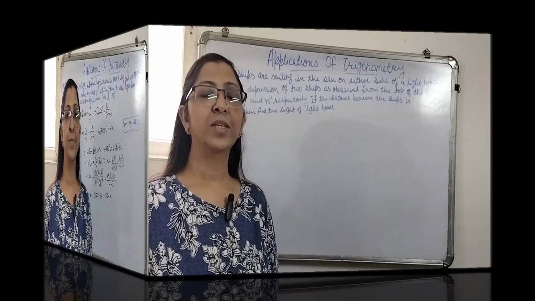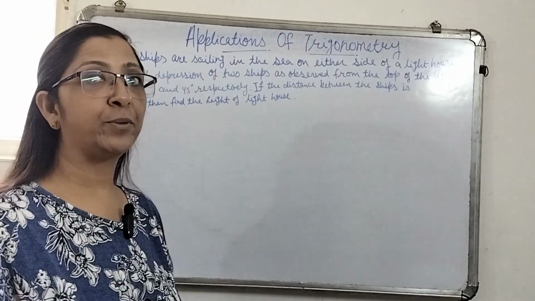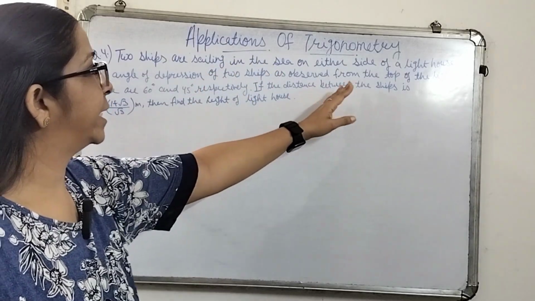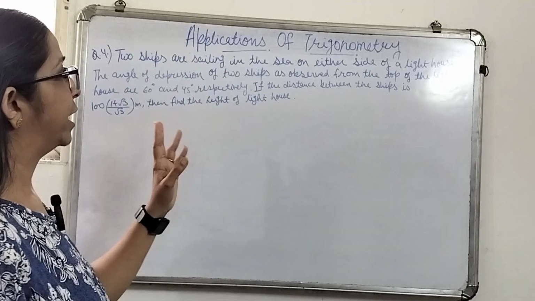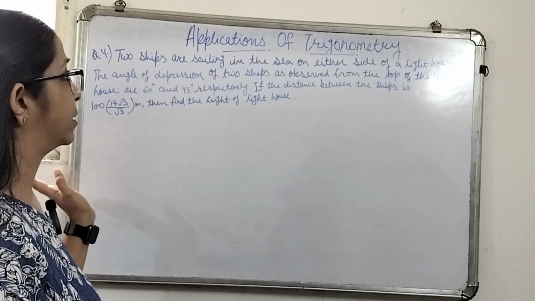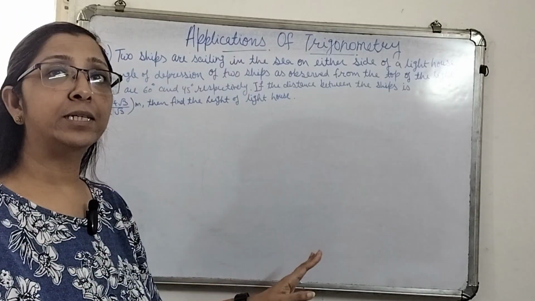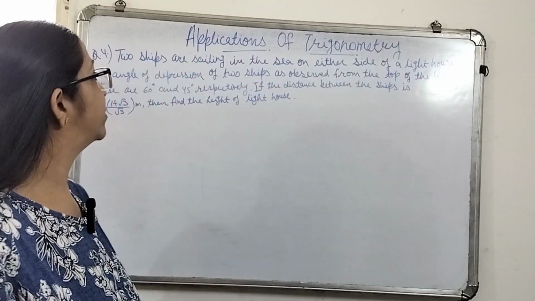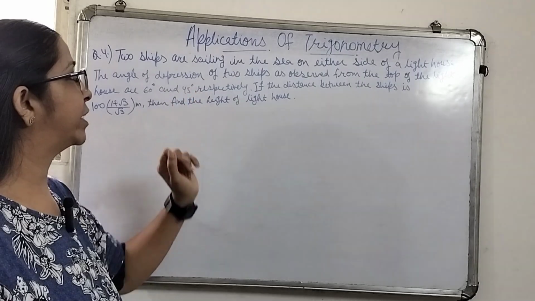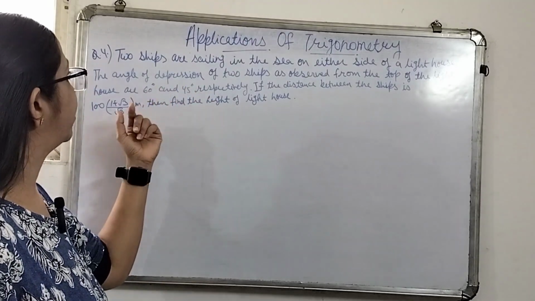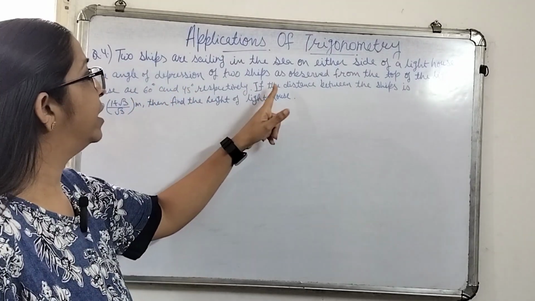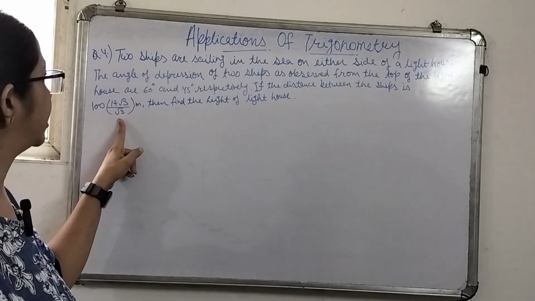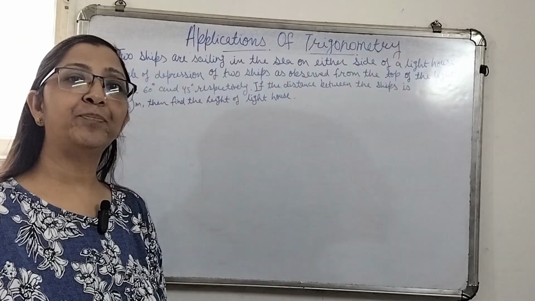Now let's see one example of angle of depression. Two ships are sailing in the sea on either side of a lighthouse. That means a lighthouse is there and there are two ships. One is on one side of the lighthouse and one is on the other side. The angles of depression of the two ships as observed from the top of the lighthouse are 60 degrees and 45 degrees respectively. If the distance between the ships is 100 multiplied by (1 plus root 3) over root 3 meters, then find the height of the lighthouse.